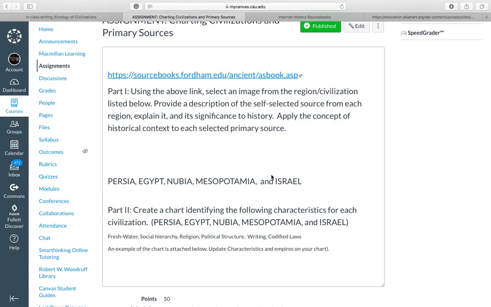So this assignment is focused very much on just a very specific part of interaction, all the way from Persia to Nubia, which is sort of the southernmost part of our focus today. So these are the two parts of the assignment.